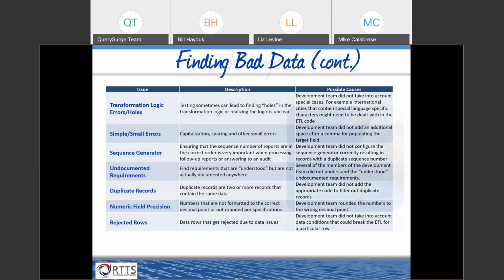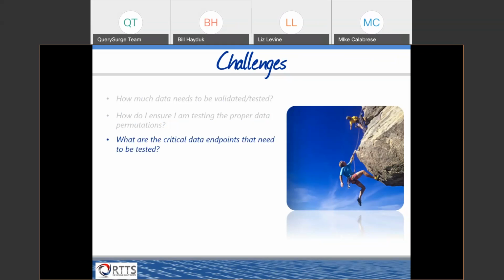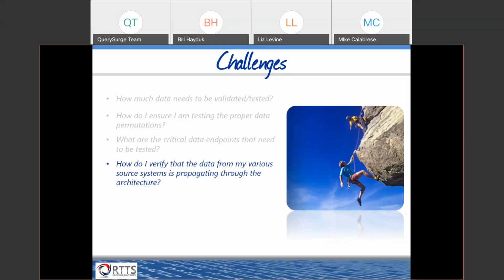With all these bad data issues, a lot of companies out there are asking themselves some questions. They're facing some challenges. They're asking how much of this data needs to be validated. How do I ensure that I am using the proper data permutation, so am I exercising that ETL logic properly? What are the critical endpoints that need to be tested? How do I verify the data from the various source systems, that it's all coming into my architecture and moving successfully through?